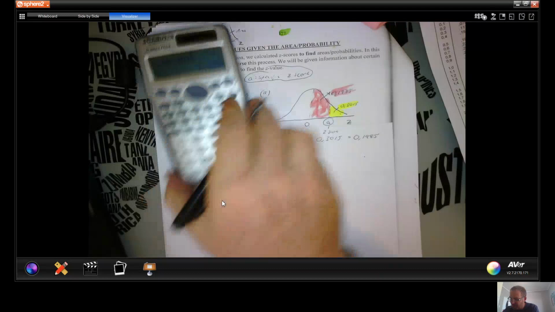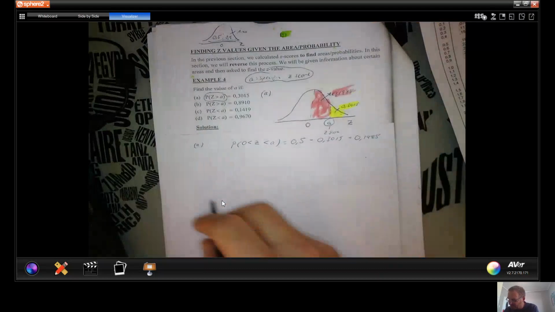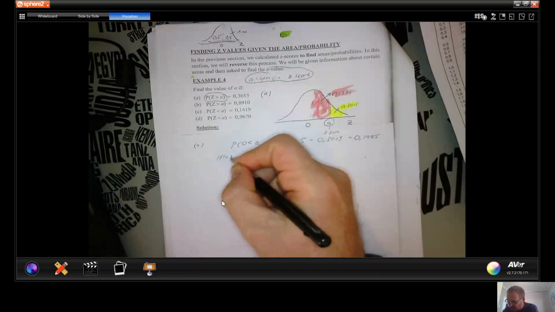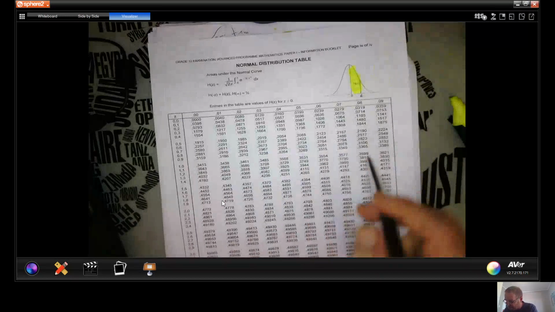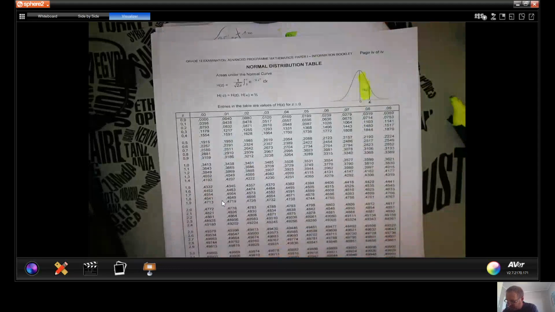So we're going to look up on our Z score table. So H of A is equal to 0.1985. Now I go to my table and I try to find my areas. I'm looking for it. They go in order, so 0.1985 is over here.